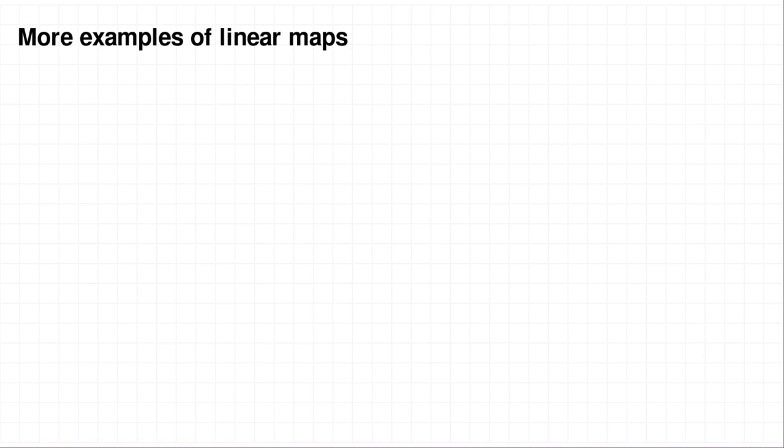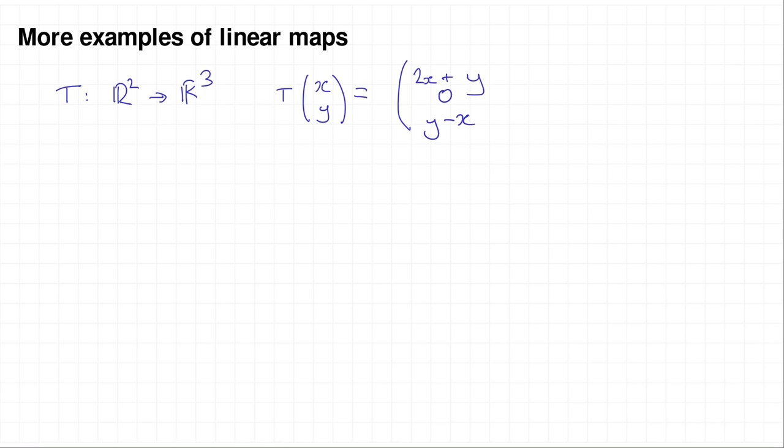Finally, let's look at one more example. We're going to define a function T from R squared to R squared by T of a column vector (x, y). I think my codomain is actually going to be R cubed, and I'm going to define this to be (2x plus y, 0, y minus x). So I'm going to ask you the question, is T linear? Okay, you should try and check this.